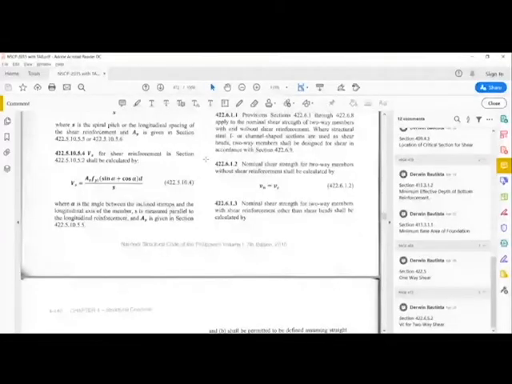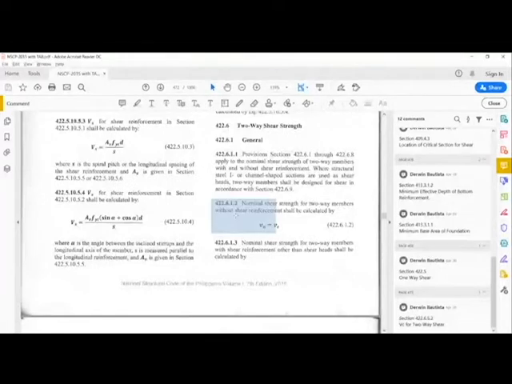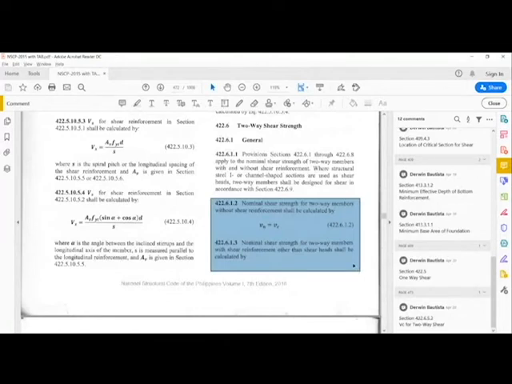Okay, so from your NSCP, we know that according to section 422.6.1.2, nominal shear strength for two-way members without shear reinforcement shall be calculated by Vn equal to Vc. You have to note the difference between the capital V and the small v. On one-way shear, we use capital V, and now on two-way shear, we are using small v.